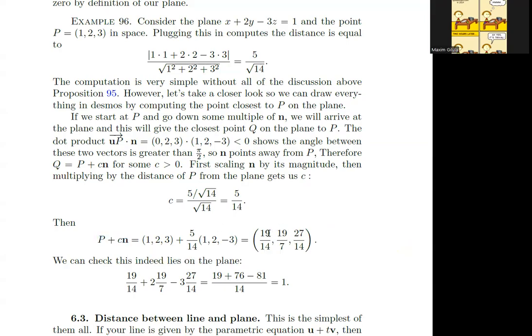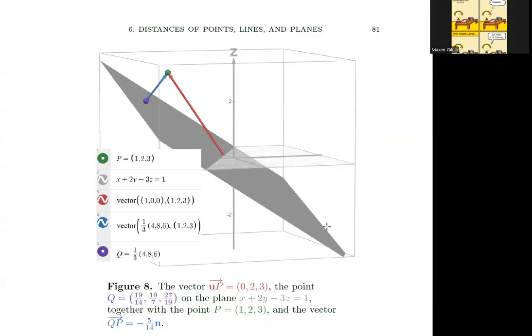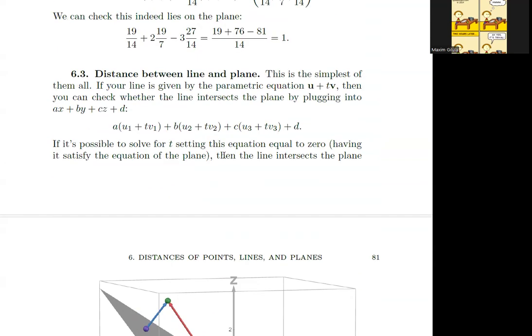In this case, the point on the plane closest to P, which is a different problem than just finding the distance, is this point here. And you can check that it really does lie on the plane by plugging it into the plane formula, x plus 2y minus 3z, and getting 1. And here is what this picture looks like. So my red vector is UP. My point on the plane is this point, which is the closest point to the green point 1, 2, 3. So that's the picture it makes in Desmos.